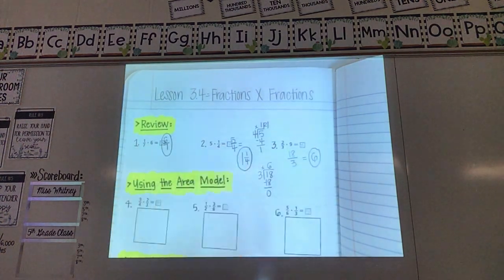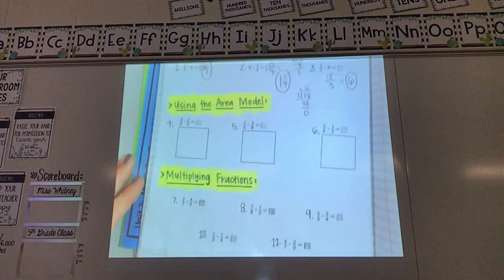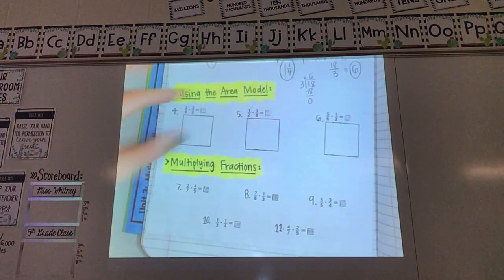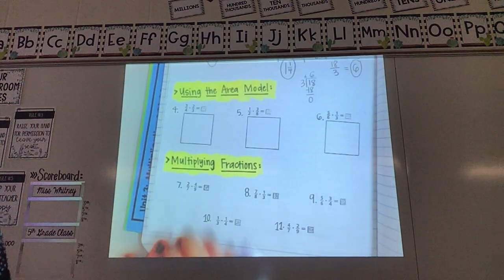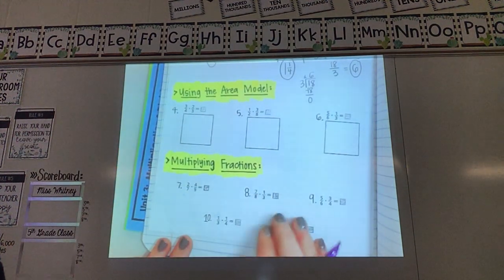Alrighty, so that's what we've been working on all week. Big number times a fraction. I'm going to scooch down here to the very bottom. We'll come back to this middle piece here in a minute. Today, we are multiplying fractions times fractions.